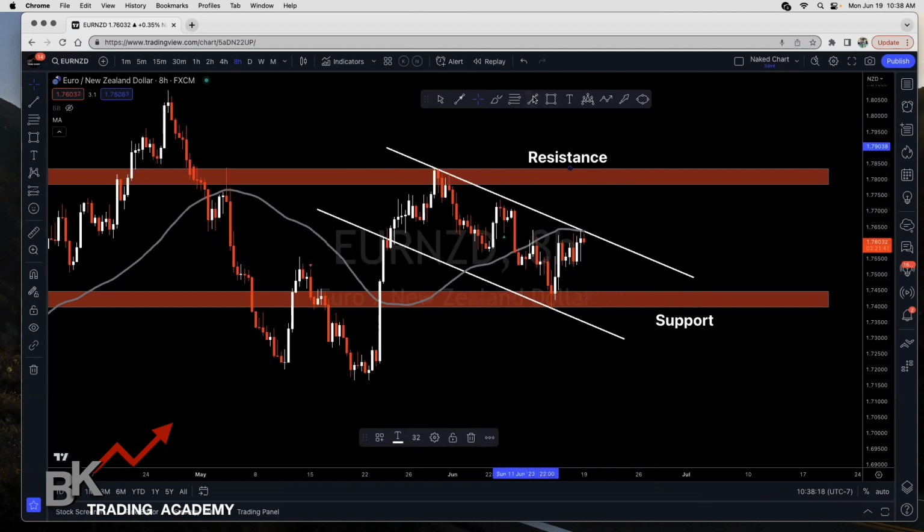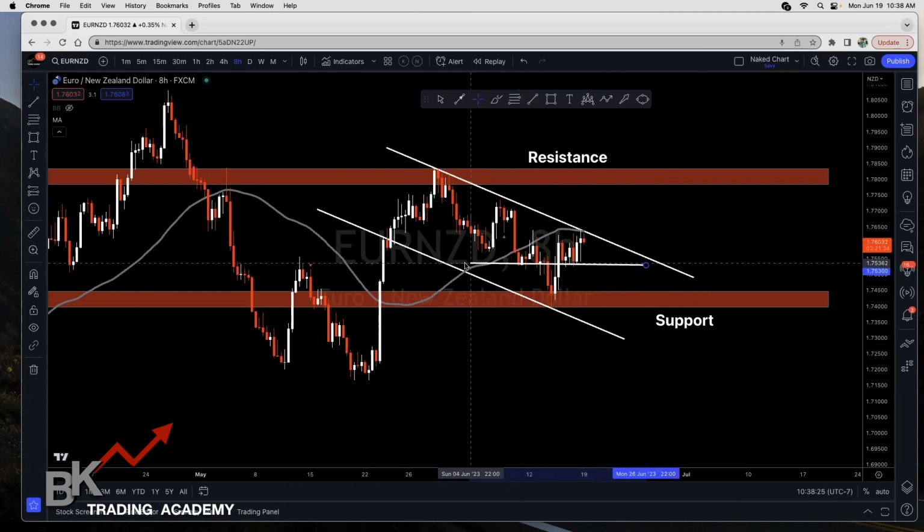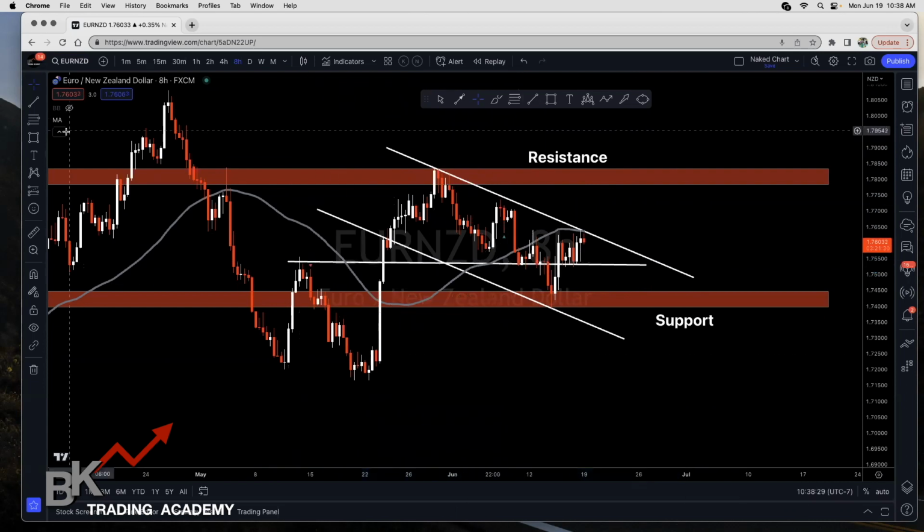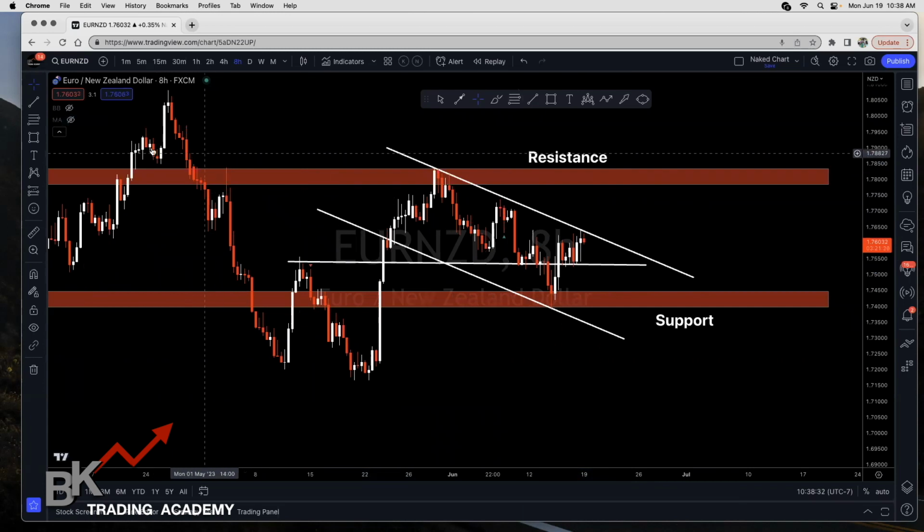So look how fitting this is. If you had sold here, you could have taken profit right here, because this is where the market reversed multiple times. And look, in the same area where it was support, it was also resistance. So that is how you can figure out your take profit targets.